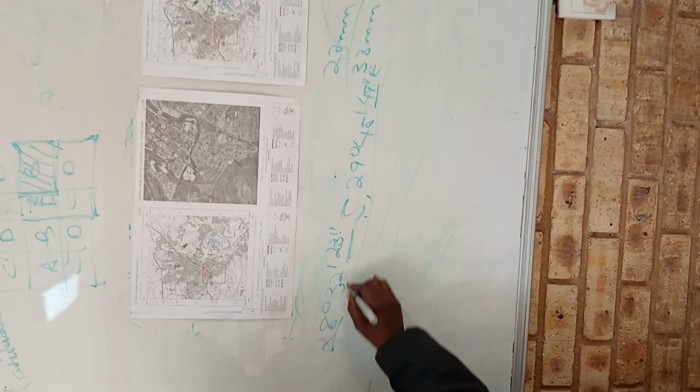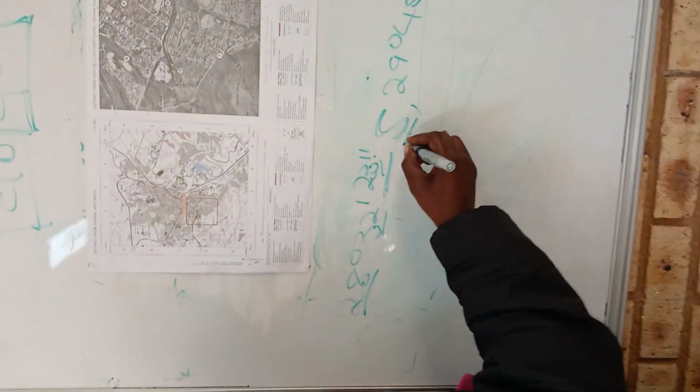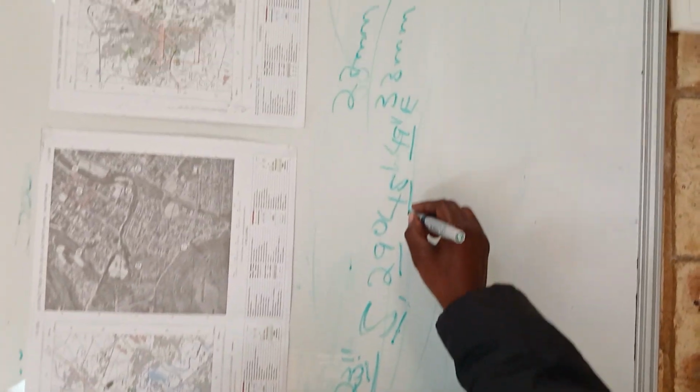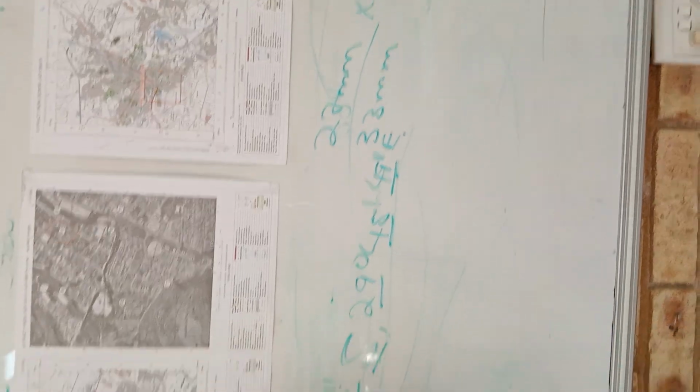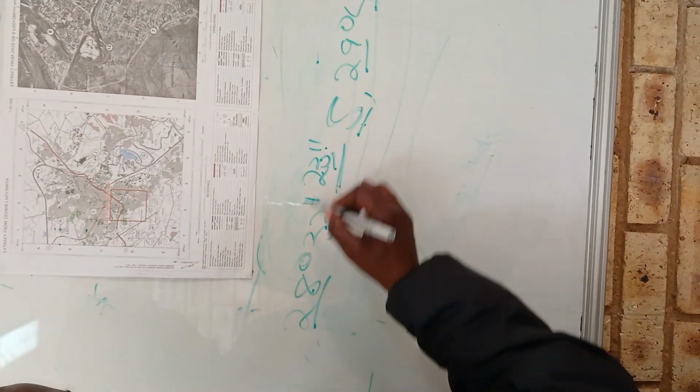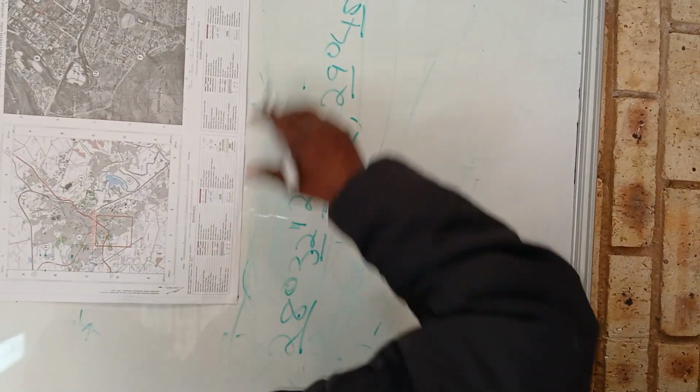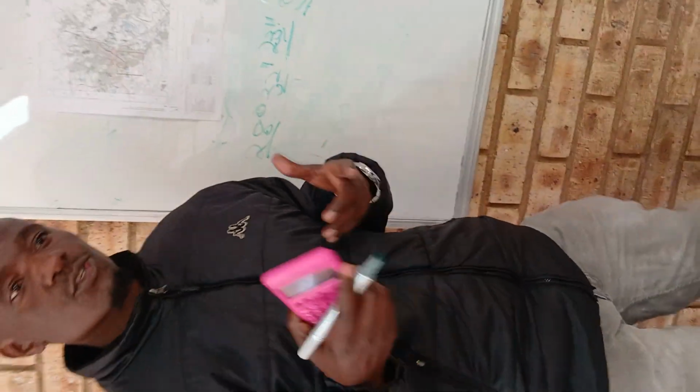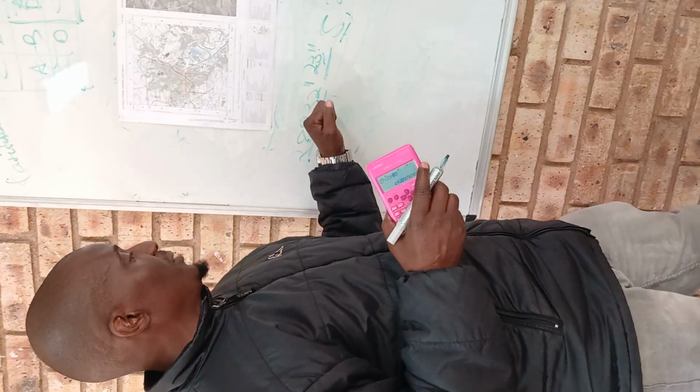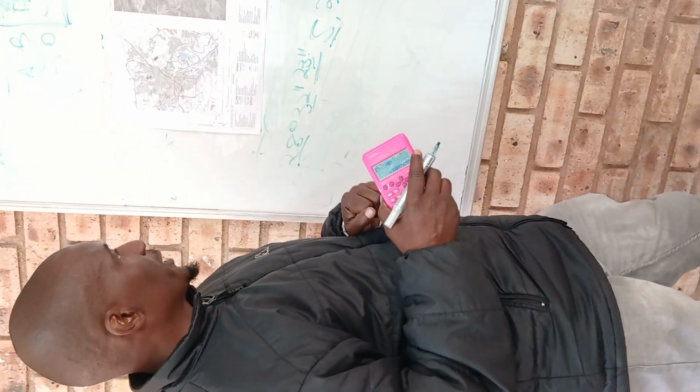Okay, this is my degree, this is my minutes, this is my seconds, this is my hemisphere. My degree, my minutes, my seconds, my hemisphere. This is the symbol for minute, degree, for seconds. So that's how you do it if you want to write the coordinates of a place, including the degrees, the minutes, and the seconds. Okay.